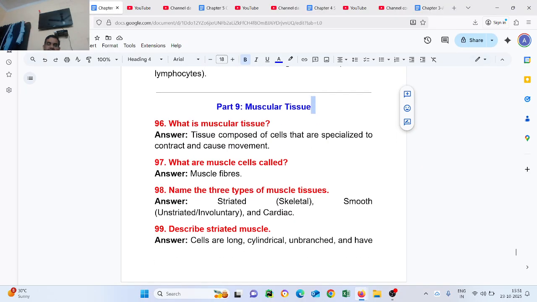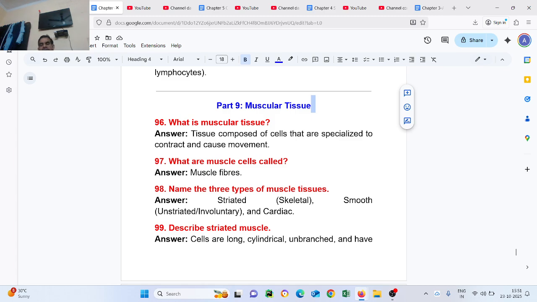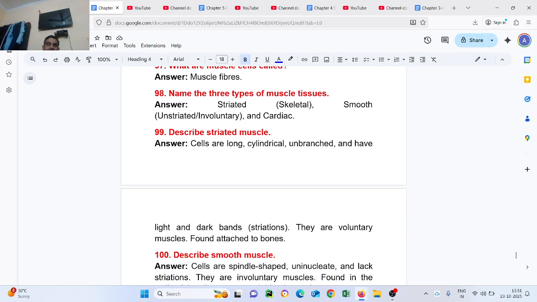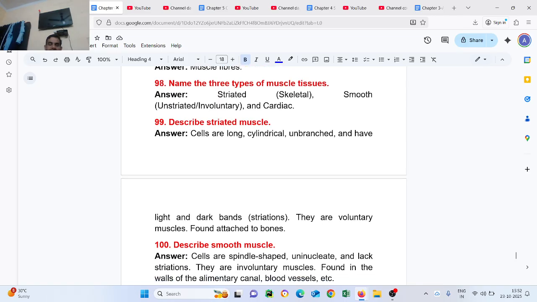Question number 99. Describe striated muscle. Cells are long, cylindrical, unbranched, and have light and dark bands called striation. They are voluntary muscles found attached to the bone.